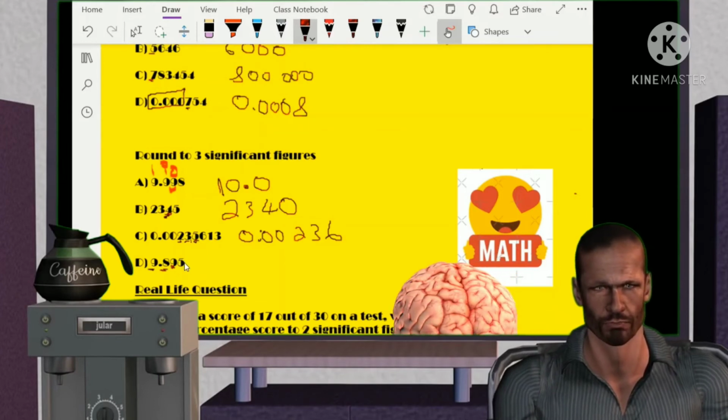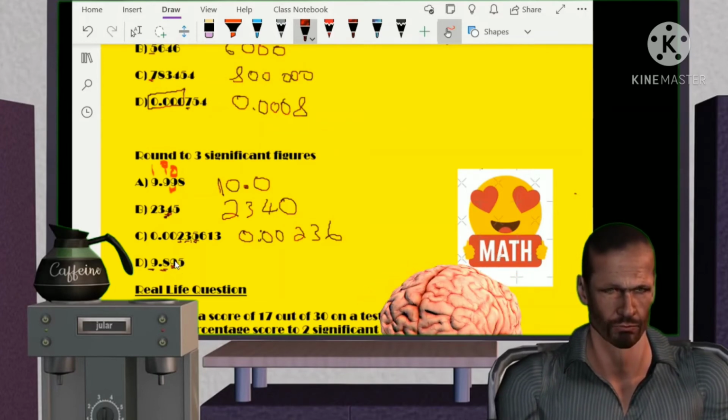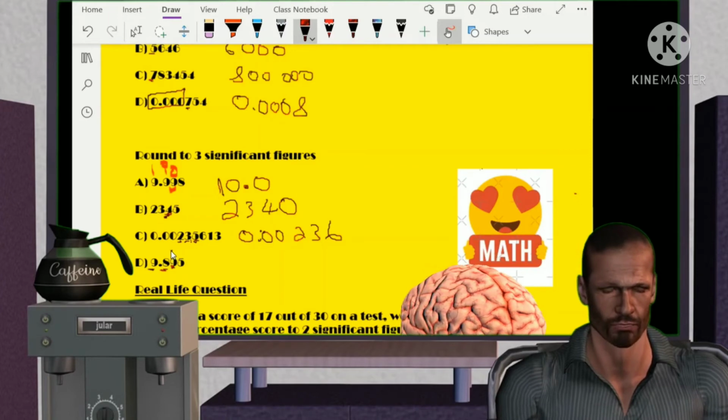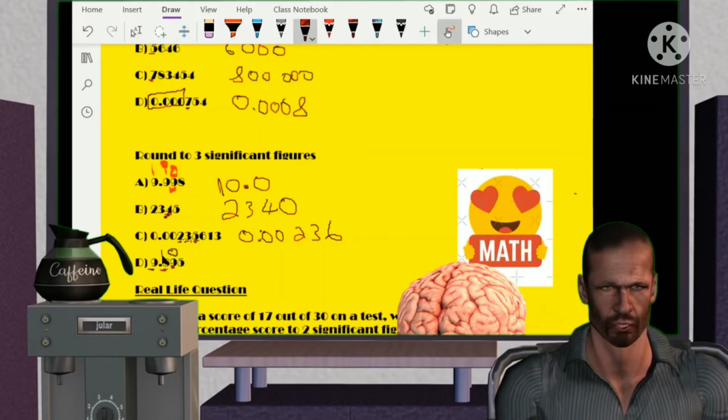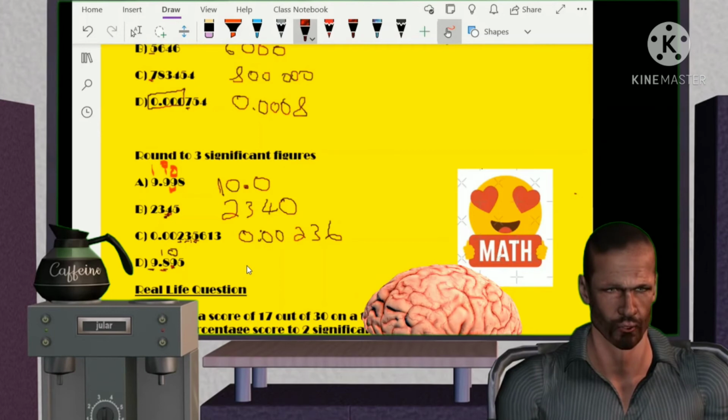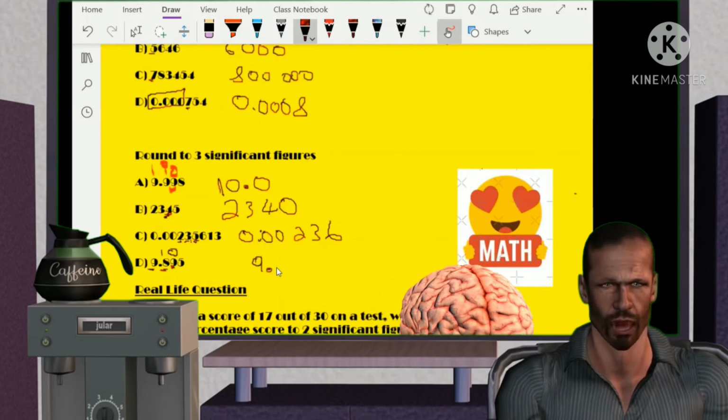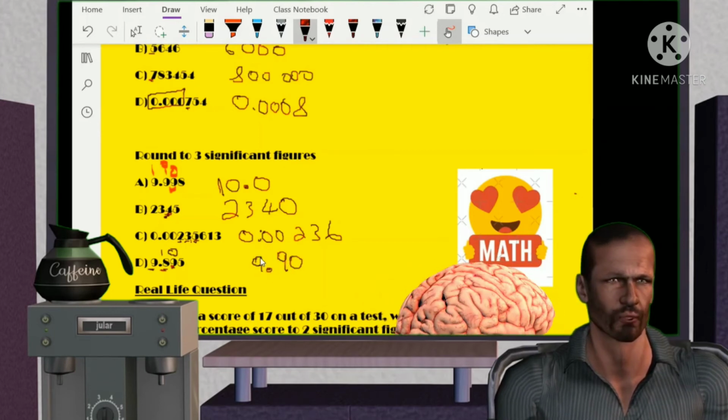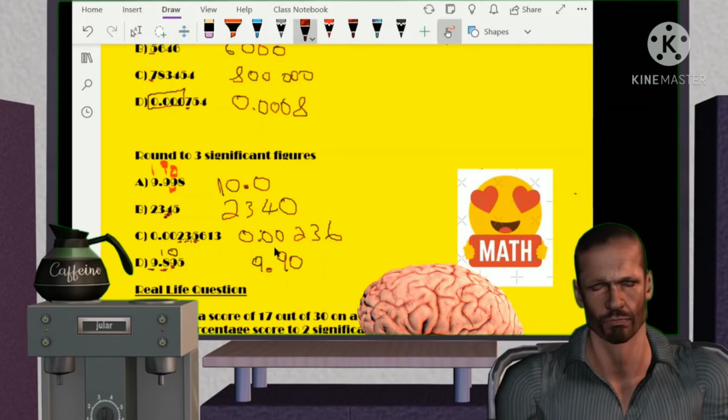After the 9 comes 5, and 5 or more, we round up. If I round up 9, it's going to become 10. So I'm going to have to put the 0 and carry the 1. So I'm going to have 9.90. Those are my 3 significant figures.